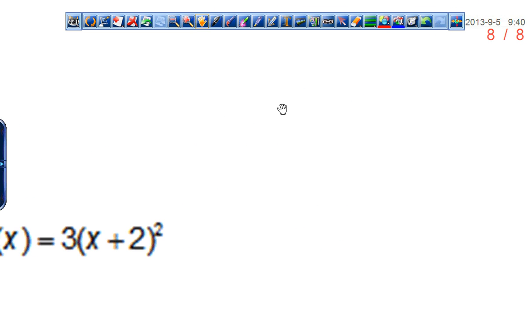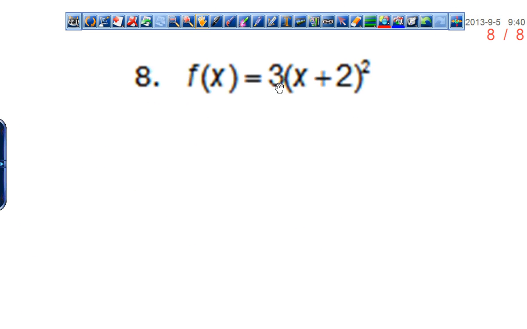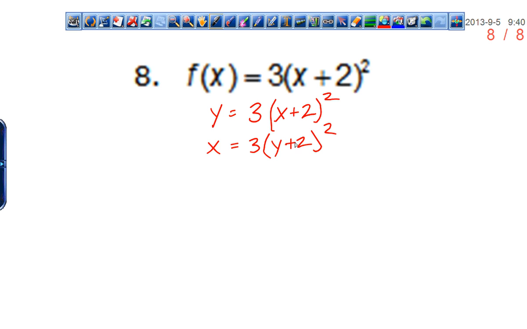Okay. So let's go to Ocho. This one easy? No? For a couple of you it was? Alright, so the first thing after we switch x and y is that you really need to divide before you do anything else. So if you didn't divide, you might want to erase. So we first divide by 3, divide by 3. So I have x over 3 equals y plus 2 squared.